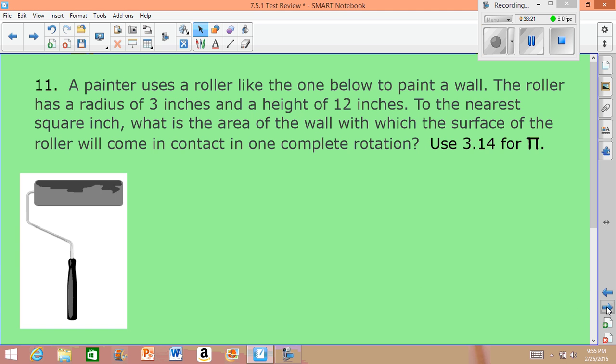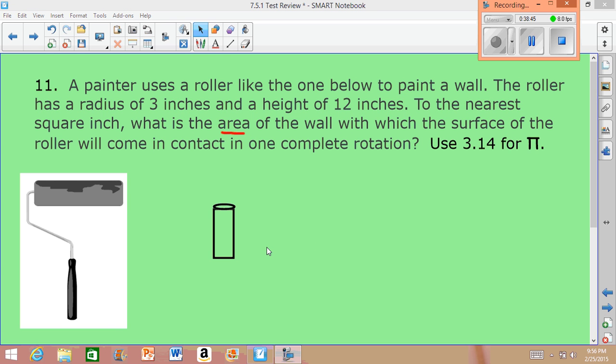All right, we are moving on to our final question for pre-AP. It says a painter uses a roller like the one below to paint a wall. The roller has a radius of 3 inches and a height of 12 inches. To the nearest square inch, what is the area of the wall in which the surface of the roller will come in contact in one complete rotation? So we have a key word there, area.